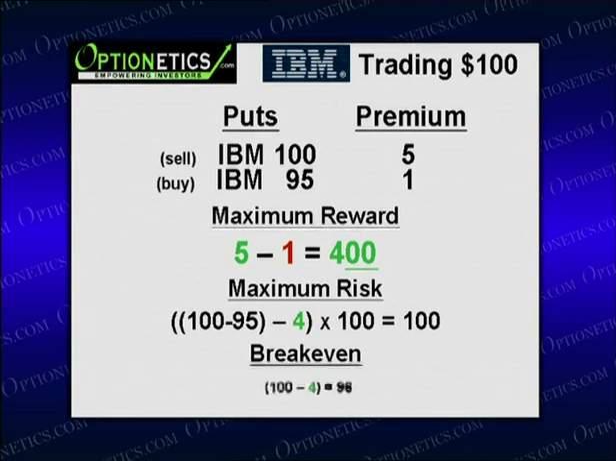The break even is going to be the higher strike price, which is once again the 5 minus the net credit. The break even would be $100, which is the price that this was trading at, minus the 4 credit. That gives me a break even of 96.